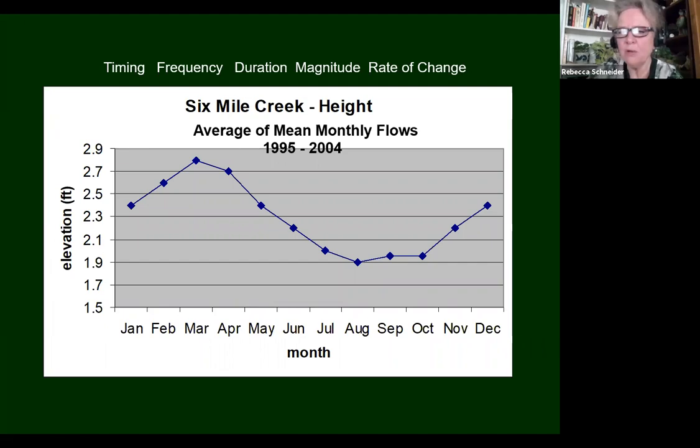So what's the natural hydrologic regime? The way we calculate this is we look at many years of data. We take the average water level in each month throughout that year over a long time period, and we plot it. This is the average set of mean monthly flows over about a 10-year period for 6 Mile Creek. And what you see is a peak in March and a low level in September.